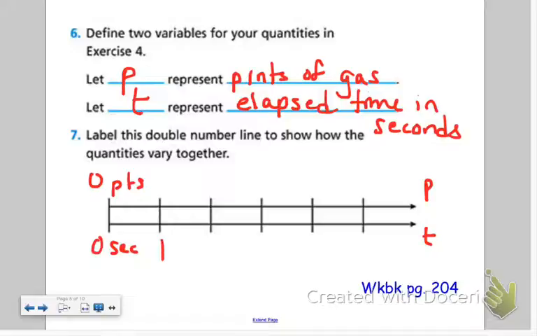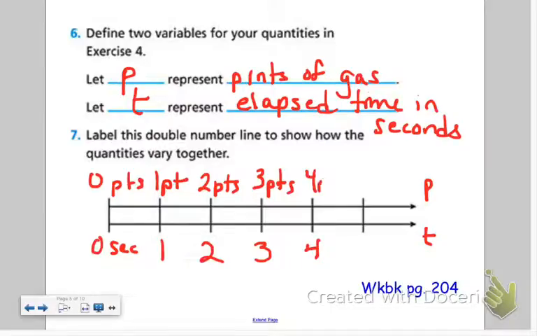Well, what if I have 1 second? Well, remember we said that the gas was flowing into the fuel tank 1 pint per second. So that means it's going to be 1 pint in 1 second. If I have 2 seconds, now I'm up to 2 pints. 3 seconds, now I'm up to 3 pints. 4 seconds, obviously 4 pints. 5 seconds is now 5 pints, and so on and so forth.